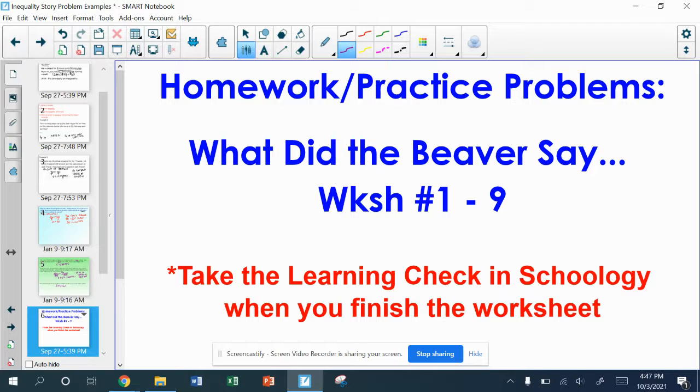Today's worksheet is what did the beaver say to the tree? I am only asking you to do numbers 1 through 9. Obviously, that means you won't be able to get the answer to the riddle, but you know that the answer key is in Schoology, so you could take a look at that if you need to. When you're done, there's a very short learning check in Schoology, again, very similar to problems that we just did here or problems from the worksheet. So please, please, please do the worksheet first. And if you need any help, let me know.